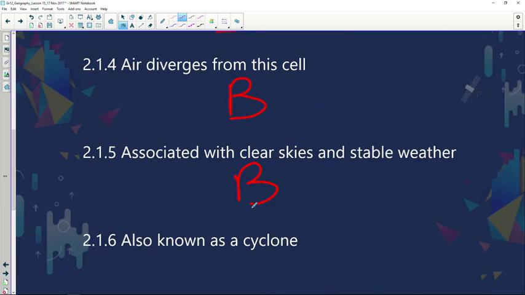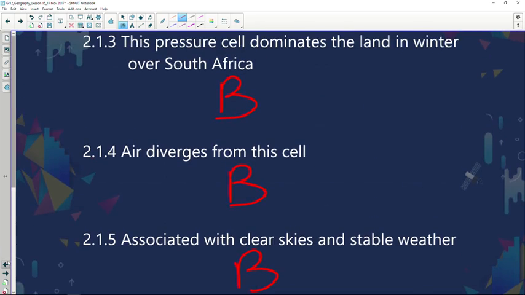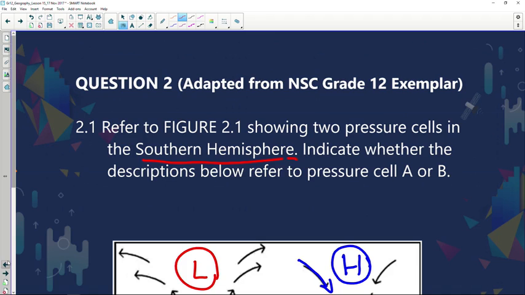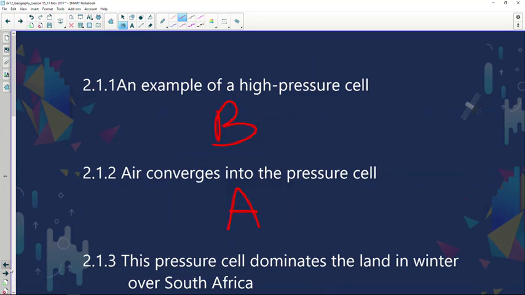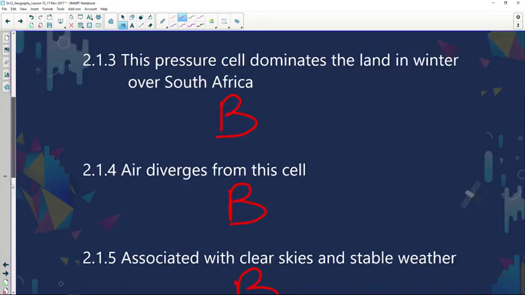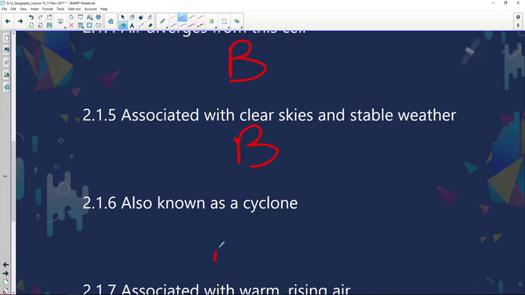Also known as a cyclone. What do we know as a cyclone? We look at a tropical cyclone and mid-latitude cyclones. What type of pressures are they? They are low pressure systems. The tropical cyclones are low pressure because of very warm tropical conditions. The mid-latitude cyclone is low pressure because of the cold air forcing the warm air to rise. So the correct answer for 2.1.6 is A.